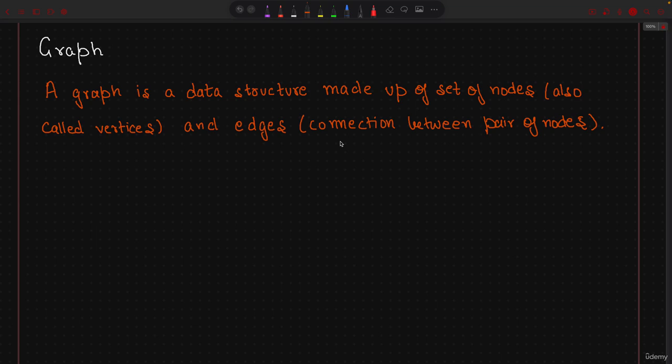In this module, we are going to start with a very important data structure, and that is graph. So let's get started. Graph is a data structure made up of a set of nodes, also known as vertices, and edges, which are connections between pairs of nodes. It is very similar to a tree.